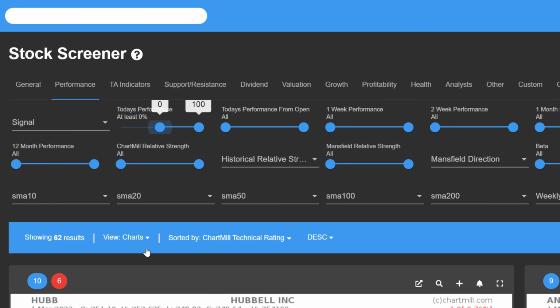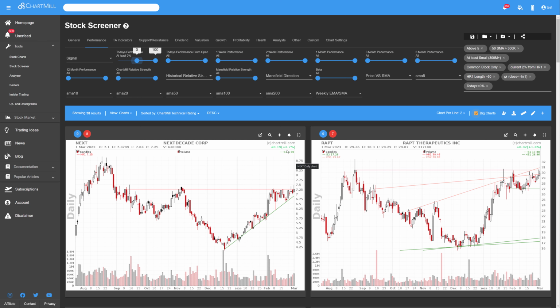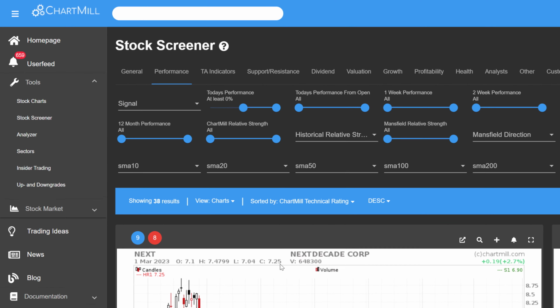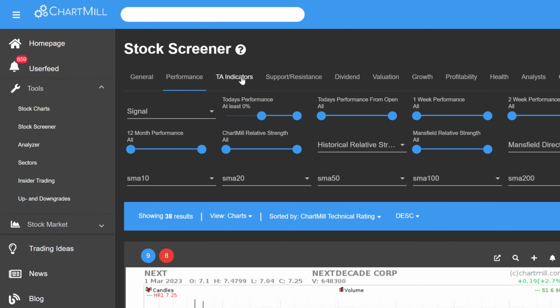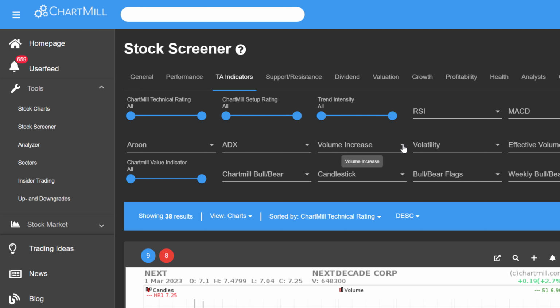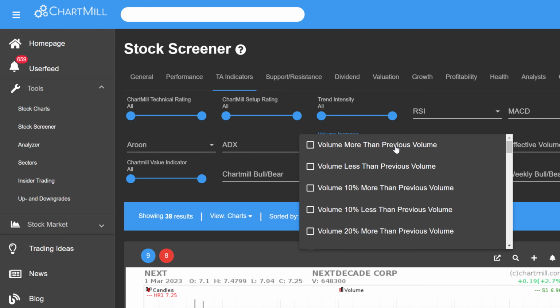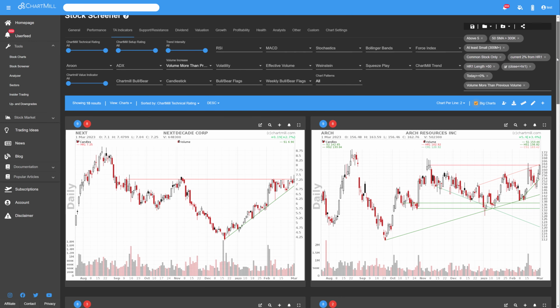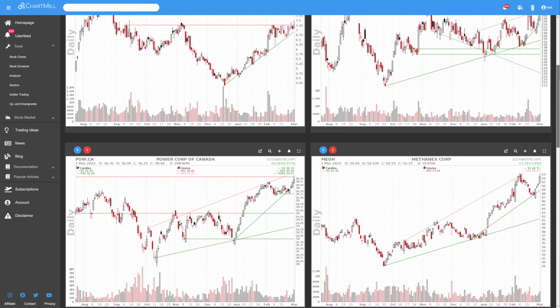Finally, you can add a volume filter that specifies that the volume on the last trading day must have been bigger than the day before. To do so, open the Technical Indicators tab and open the Volume Increase menu. Here, select Volume more than previous volume. The number of candidates is further thinned out by ChartMill, but the list that remains gets better and better this way. The possibilities are endless.